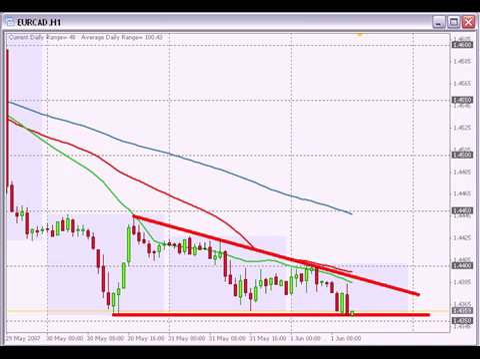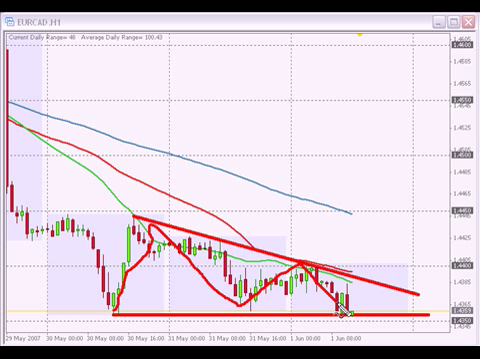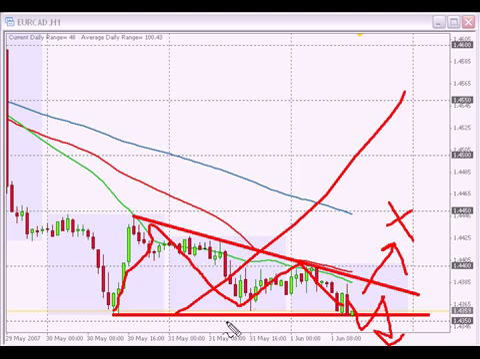Also, I see a nice triangular formation right there, and what I would like to see is a breakout to the downside, a pullback and a continuation of the move to the downside. Any breakout to the upside for the time being, at least for today, Friday, would cancel the whole thing.